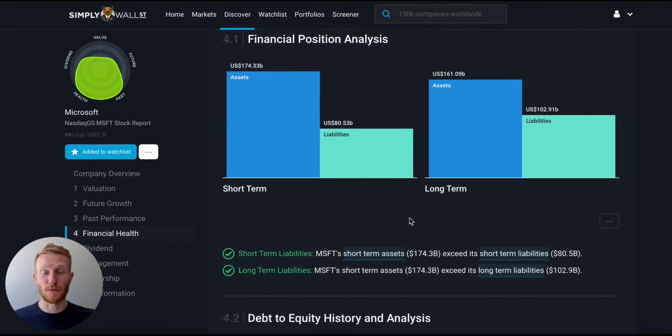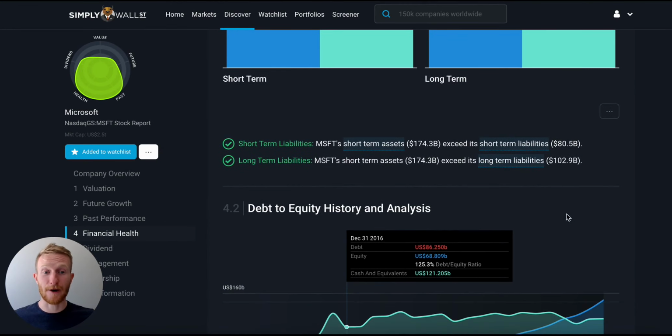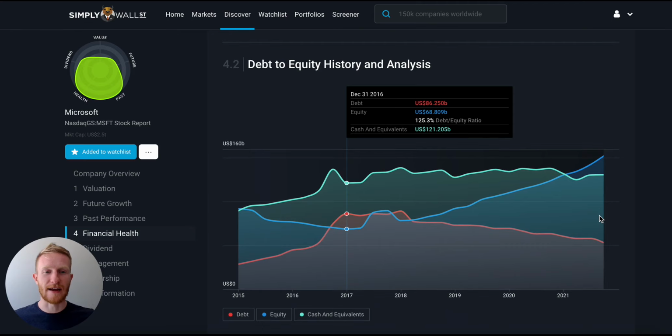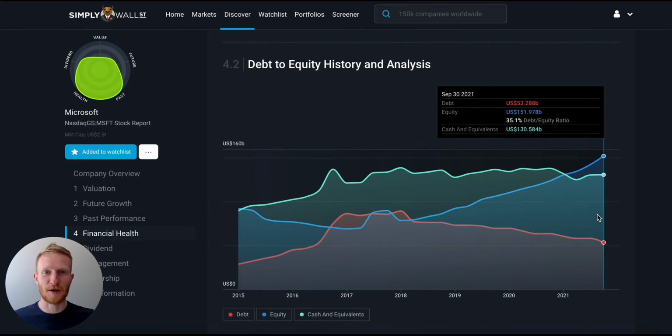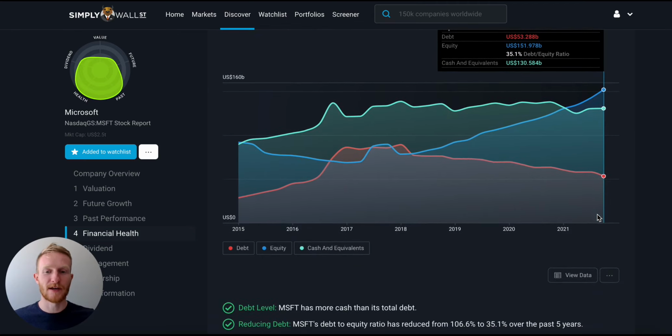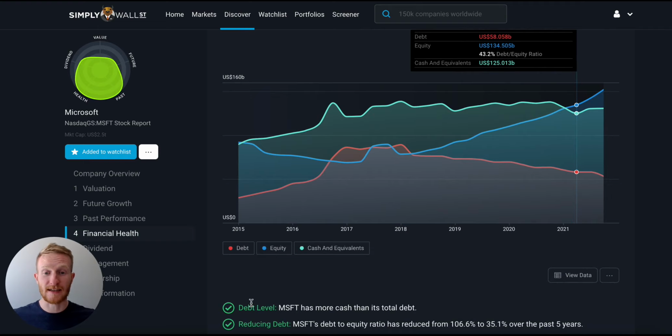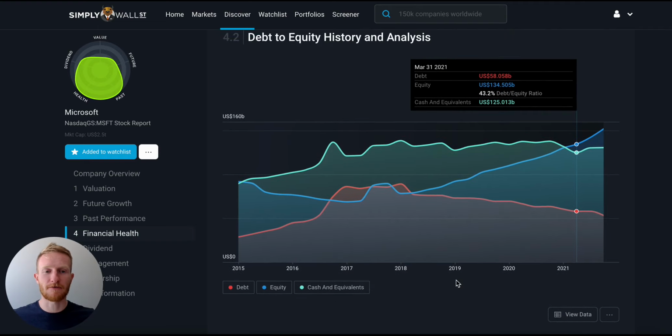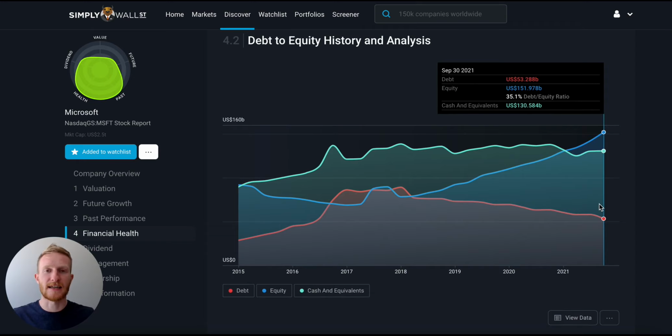Now, the next section we look at here is the company's debt to equity history and analysis. And there's a lot to digest in this chart, so I'll explain the metrics as we go through them. So the first metric we check is the company's debt level. Basically, what we look for here is the company's net debt to equity ratio.